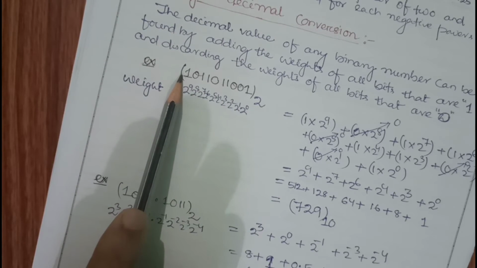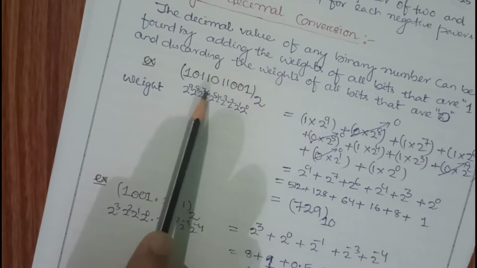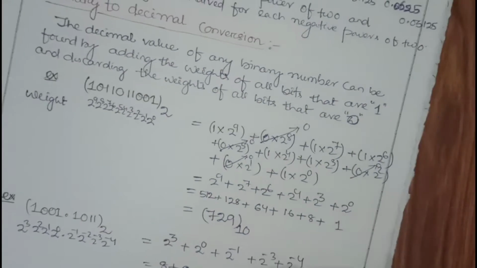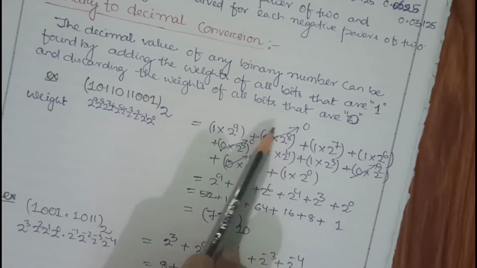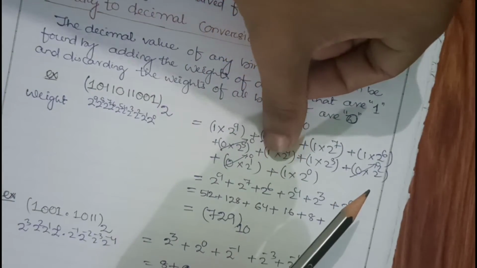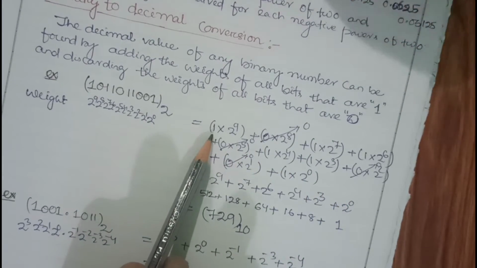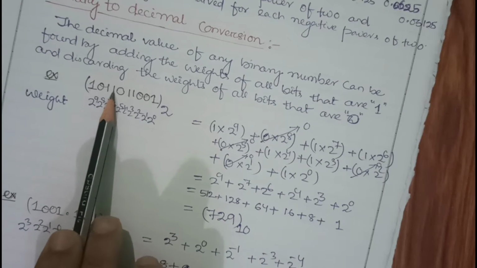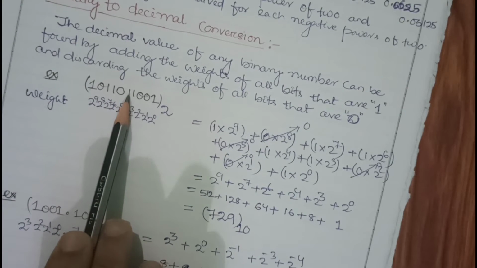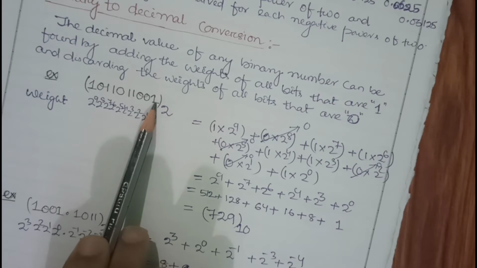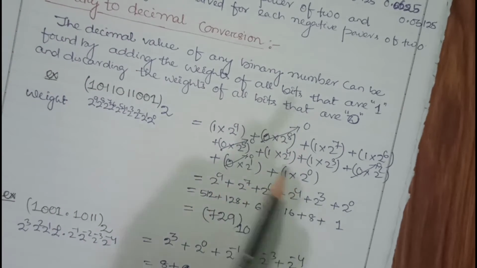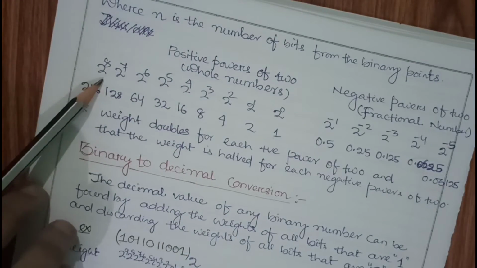So when a 1 is there, multiply by 2 power 9. Second, where 0 is there, no need to write, but here I showed you just for clarification that 0 into 2 power 8 will give me 0. So I need not write this term. So this is 1 into 2 power 9, then 1 into 2 power 7, then 1 into 2 power 6, then 1 into 2 power 4, then 3, then 2 power 0. Write all those values according to the powers, or you have to remember these values.